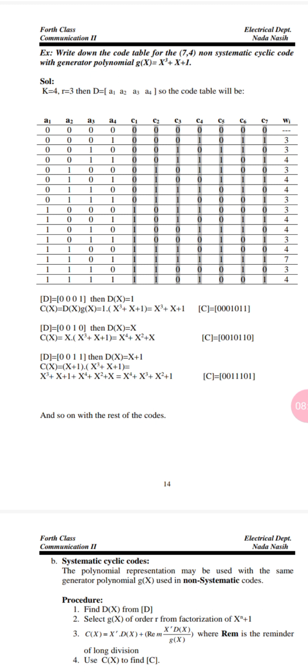Here d equals 0001. Then d of x equals 1, right? Then c of x equals d of x into g of x, which is 1 times the generator polynomial. What is the generator polynomial? x cube plus x plus 1, right? So c equals 0001011. Right? Then note down the same.